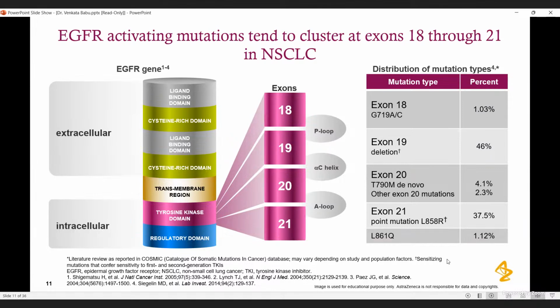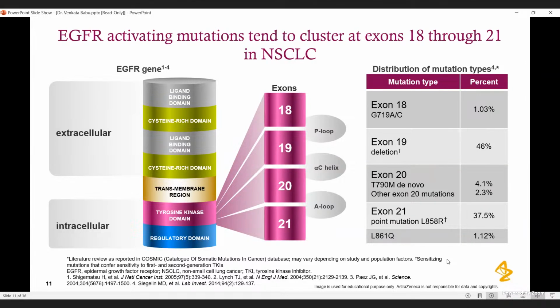And this is the incidence that I have mentioned. And we can see here that exon 19 is the most common mutation, deletion of exon 19, followed by exon 21 point mutation, that is L858R. And these are the two favorable mutations where the response to TKI from first generation to third generation has been excellent. Whereas exon 18 is a relatively rare mutation with nearly 1% incidence. And the most common type is G719A or G719C.